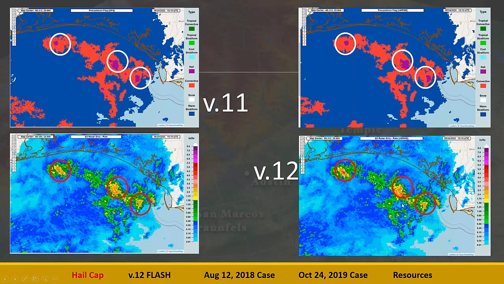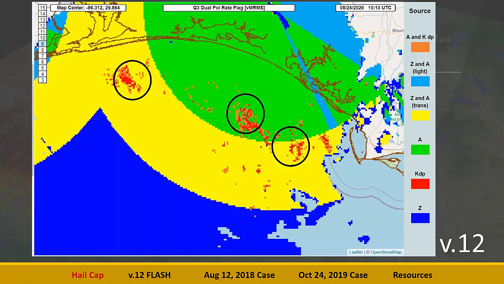And so what's actually going on behind the scenes? If we look at that, this is now for version 12. Now that's the new dual pole flag, and you can see the A's are the attenuation, and then you have the KDP ones as well. Where you have those higher rainfall rates, it's now using that KDP and that mixture of A and KDP to determine these higher rainfall rates.